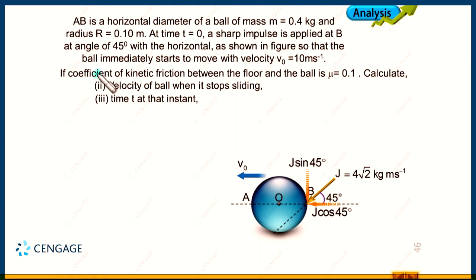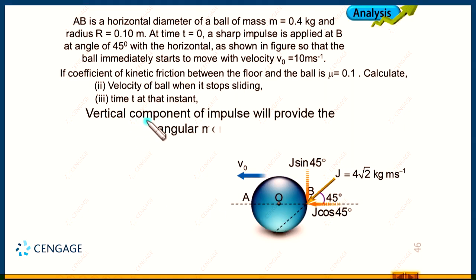Now let us move to the next part of the question, that is the velocity of the ball when it stops sliding, and the time. For calculating this value we need to find the acceleration of the ball and the angular acceleration of the ball, both things we need to calculate, right. So let us analyze the vertical component of the impulse first. We can observe here this vertical component is responsible for providing the angular momentum, because the horizontal component will pass through the center, that means it is not responsible for providing the angular momentum. The vertical component is responsible for providing the angular momentum, right.